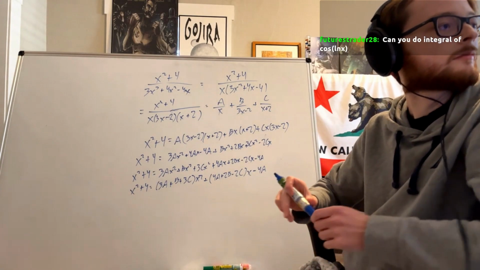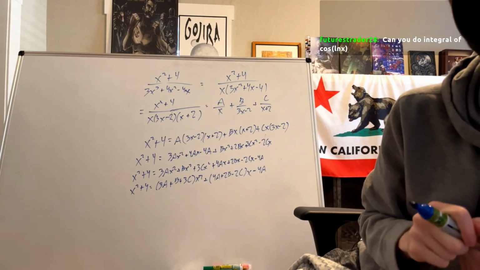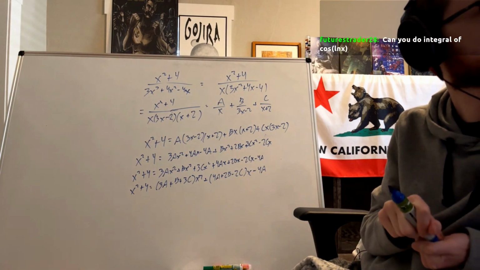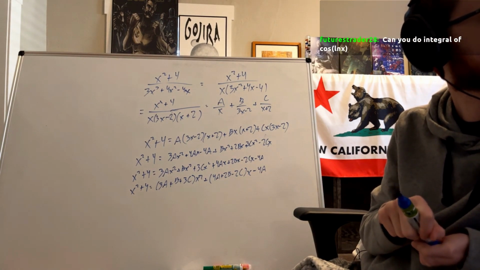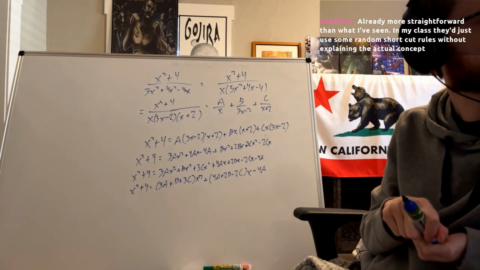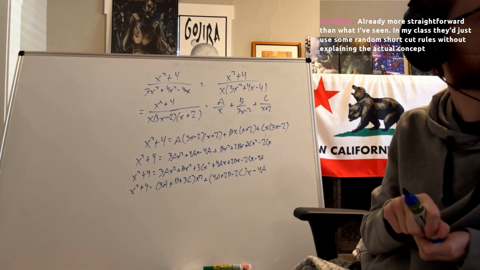Can you do the integral of cosine of ln x, futures trader? I can investigate it after this problem. I assume that's integration by parts. I might want to look that up first to make sure that it's possible.